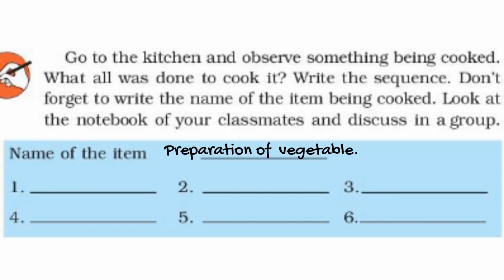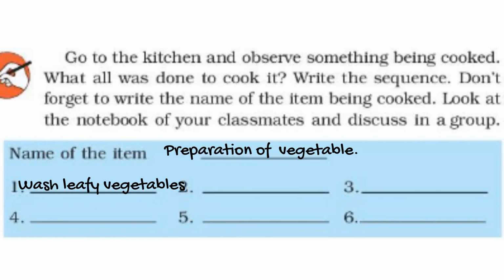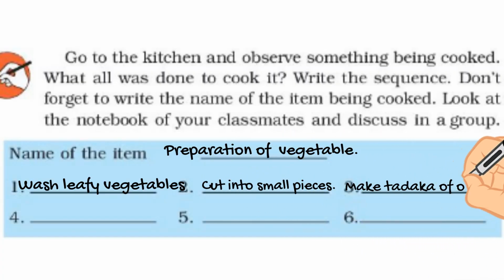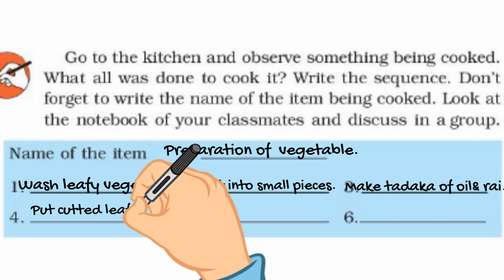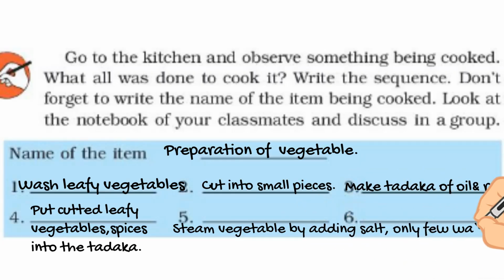Alright? Let's see how leafy vegetables are cooked. First, wash the leafy vegetables, then cut them into small pieces. Then make tadka. Tadka is oil with mustard seeds and some spices added in it. Add the cut leafy vegetables into that tadka, sprinkle some water and cook it. Add some salt according to your taste. Remember, we always steam the vegetables, right? We don't boil the leafy vegetables. We always steam them.